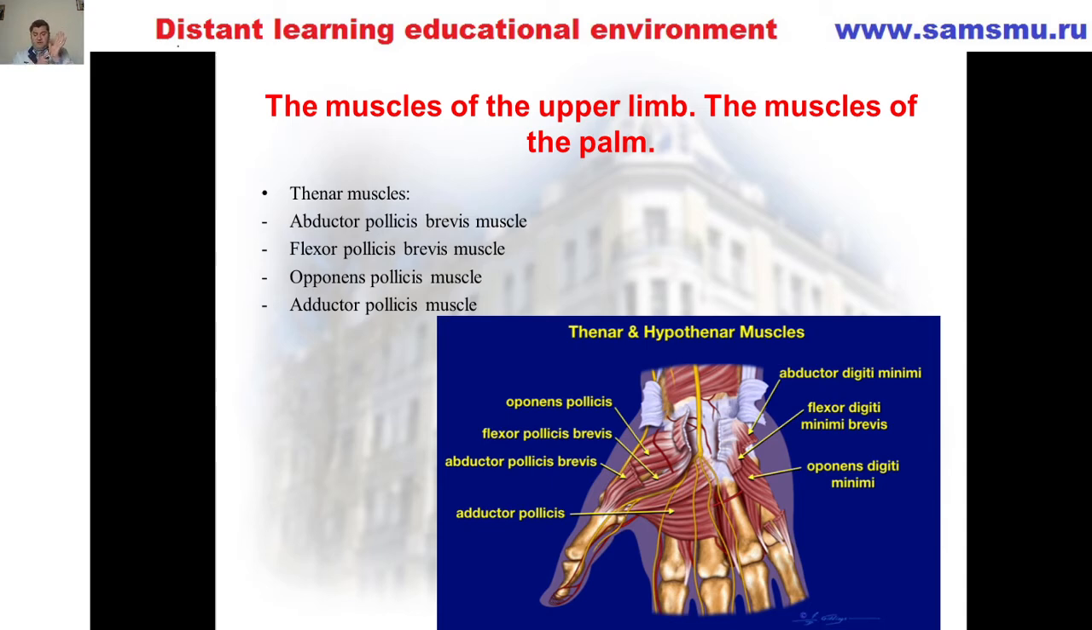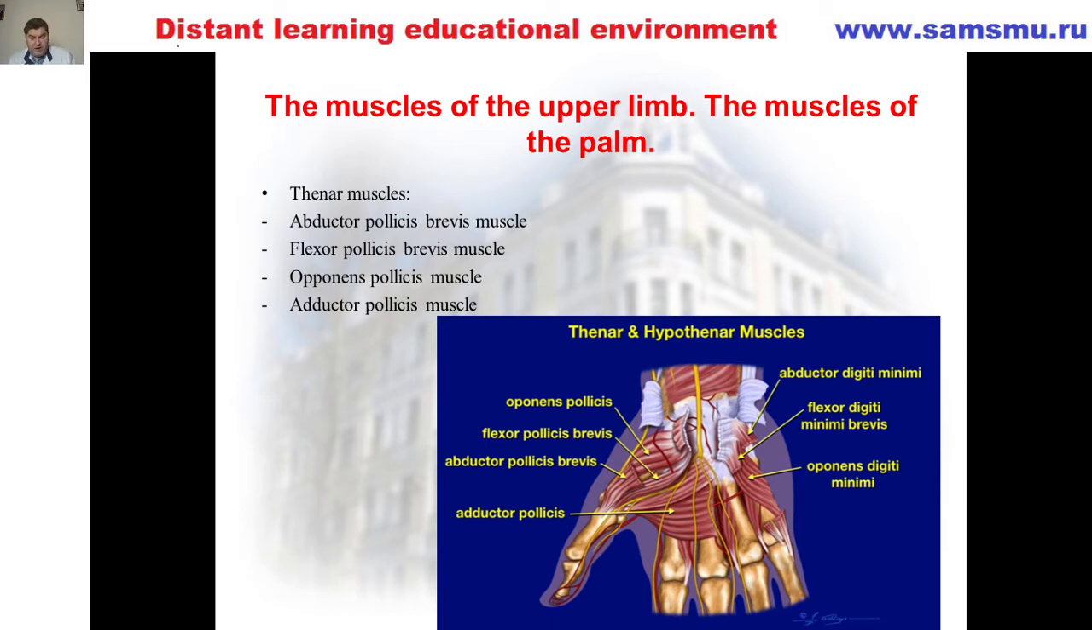So first we'll talk about thenar muscles of the radial eminence of the hand. There are four muscles. You may read the names. The abductor pollicis brevis muscle lies more superficially than the other muscles. Its fibers arise from the retinaculum flexorum and the tubercle of the scaphoid bone and converge to the tendon attached to the radial surface of the base of the proximal phalanx of the thumb. Action: abducts the thumb at the carpometacarpal joint.